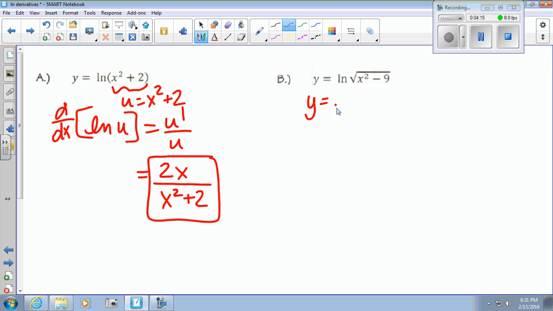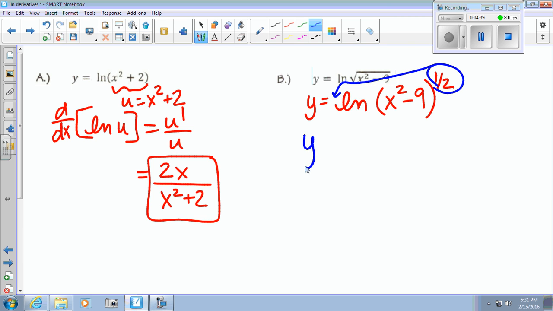So if you'll recall, there is a property for natural logs, and I'm going to write this with an exponent, so (x squared minus 9) to the 1/2 instead of square root of x squared minus 9. There is a property for natural logs that says if you have an exponent, you can bring that down in front and multiply it times the natural log of your argument.